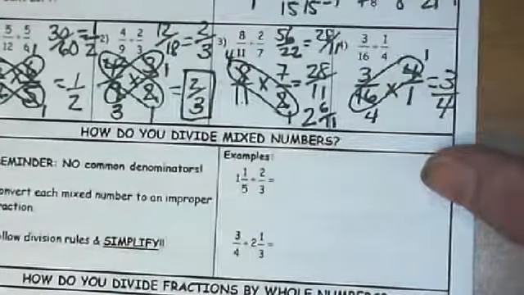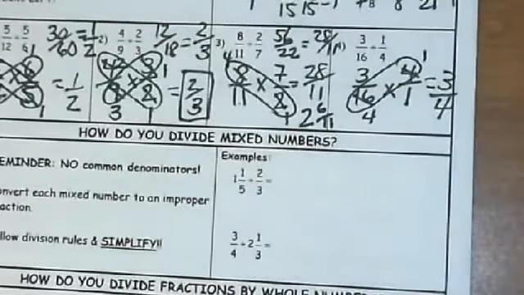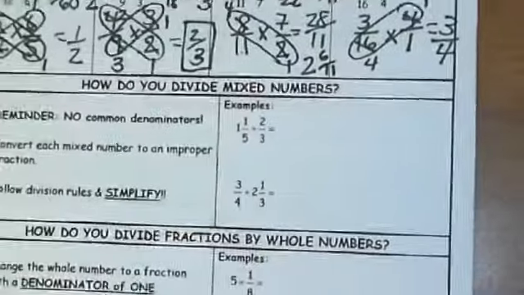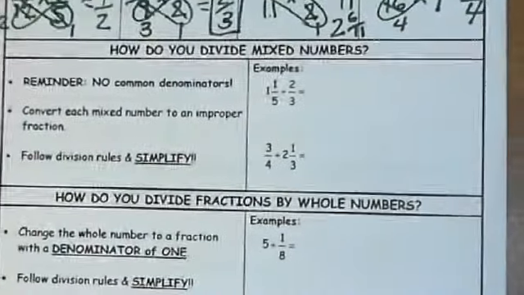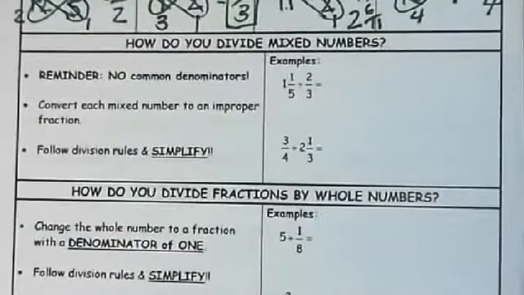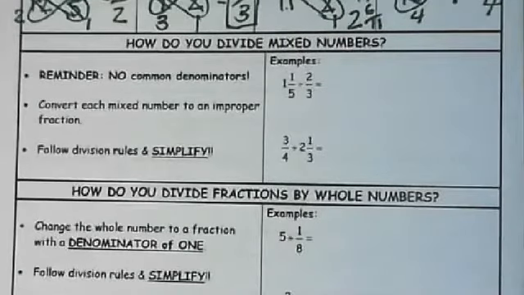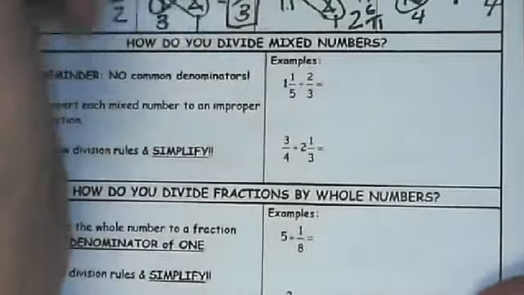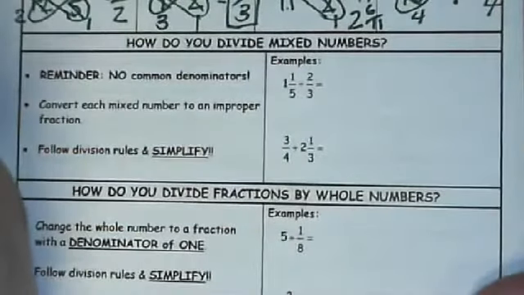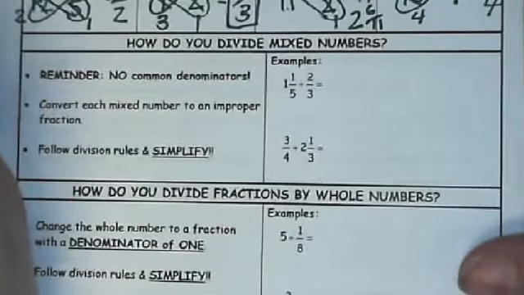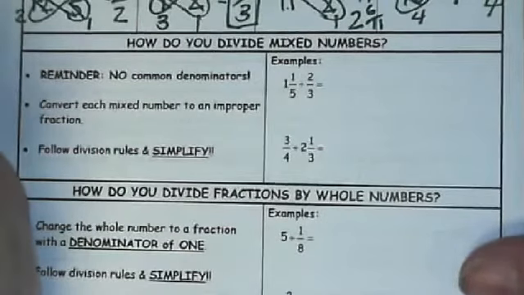Okay. Let's look at how you would divide mixed numbers. Alright, remember, no common denominator. With a mixed number, just like multiplying fractions, you must convert each mixed number to an improper fraction. Follow your division rules and simplify. So for 1 1/5 divided by 2/3, the first thing you need to make sure is that if there's a mixed number, it's an improper fraction.